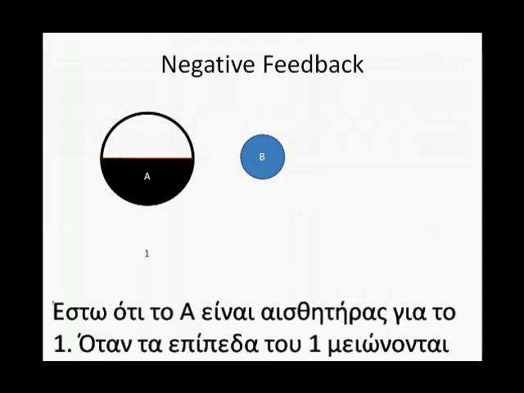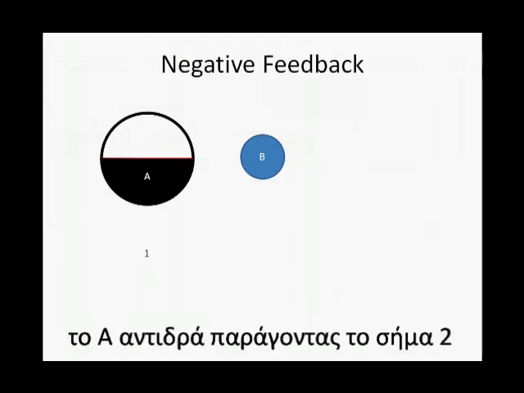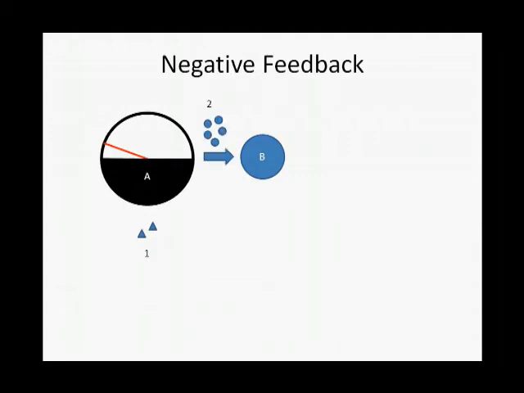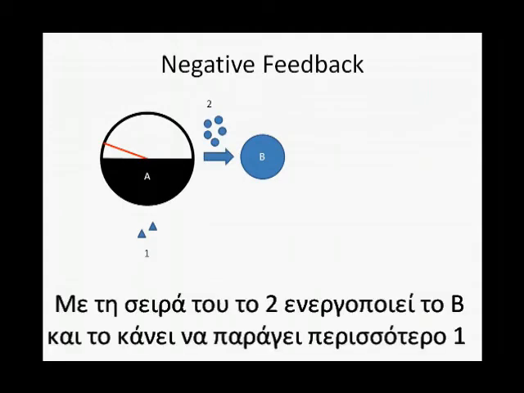Imagine that A is a sensor for number 1. When levels of number 1 are low, A senses these levels and responds by making signal number 2. Signal number 2 in turn stimulates B to make signal number 1.